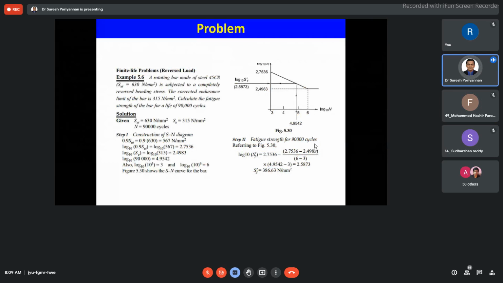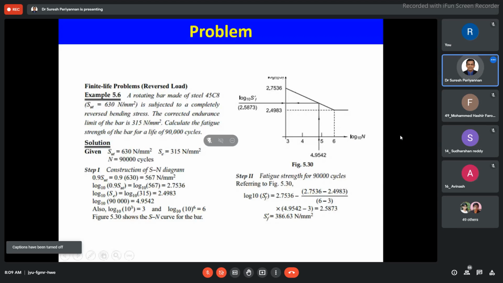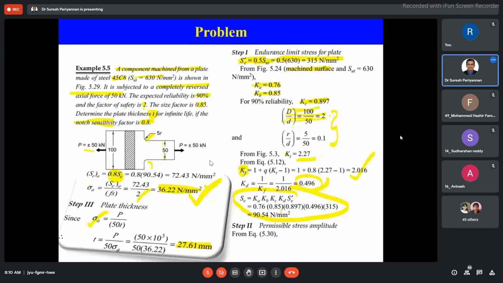In the last class we discussed the reversed load, infinite life problem. Today we are going to discuss the reversed load, finite life problem. Then we move to the Goodman theory, Gerber theory and Soderberg theory. Before entering into the reverse load finite life problem, I would like to go through the basics of what we discussed in the last class. Then we come to the problem.